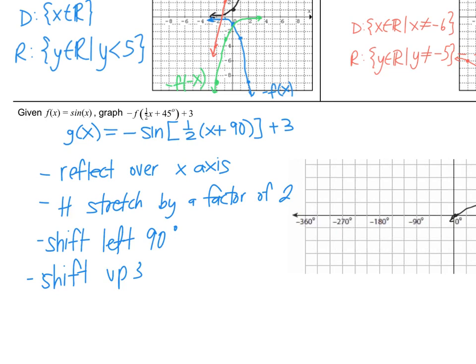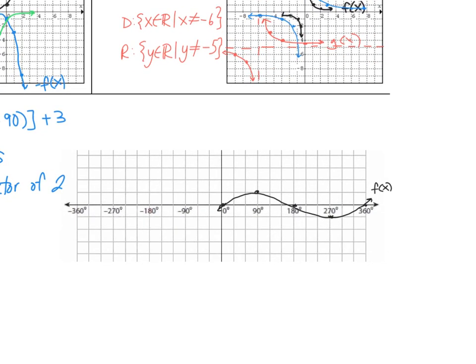All right, so you should have a reflection over the x-axis because of that negative a value, a horizontal stretch by a factor of 2 because we're taking the reciprocal. Then you have left 90 degrees and up 3. So let's go back to our graph here, and let's reflect over the x-axis. So pause the video, do your reflection, come back and check.